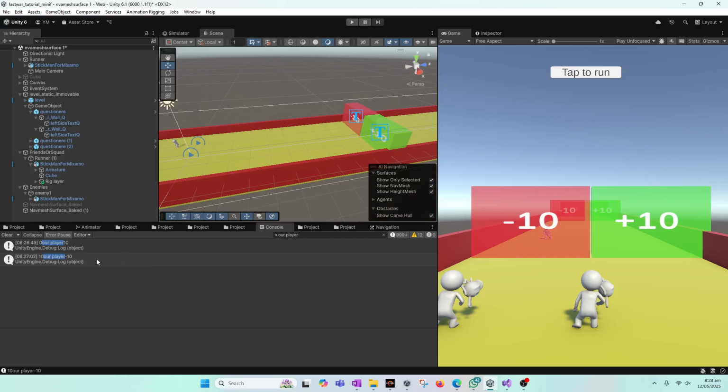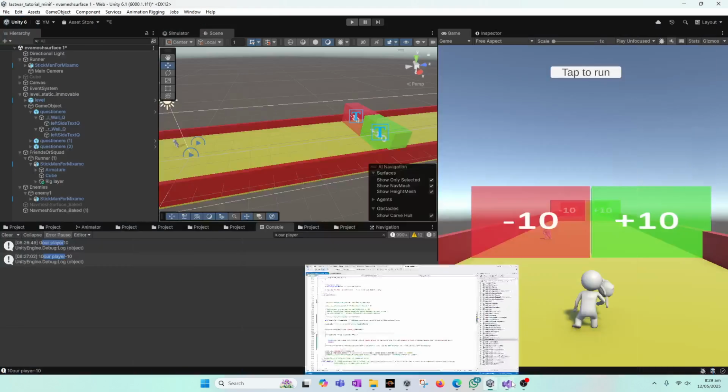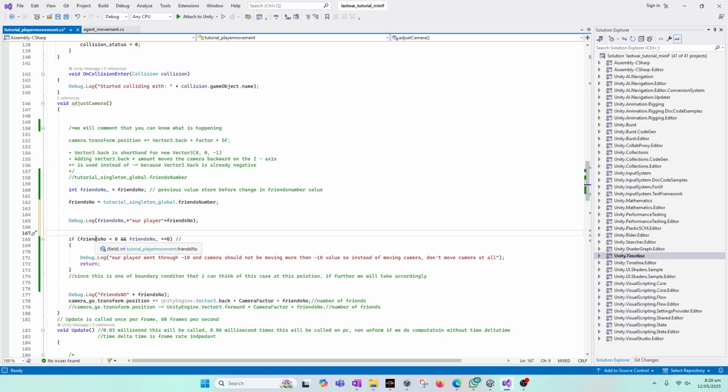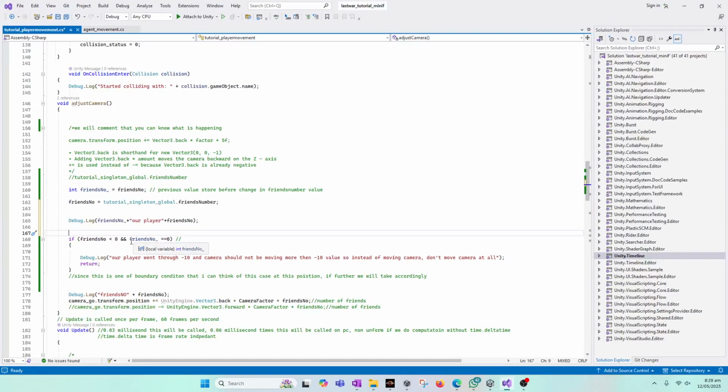But what it tries to do is, instead of performing the changes on minus 10 here, it sees that minus 10 is less than 0, which is true. This is the new position, minus 10, which is less than 0, which is true. So it will return instead of doing any manipulation at all.